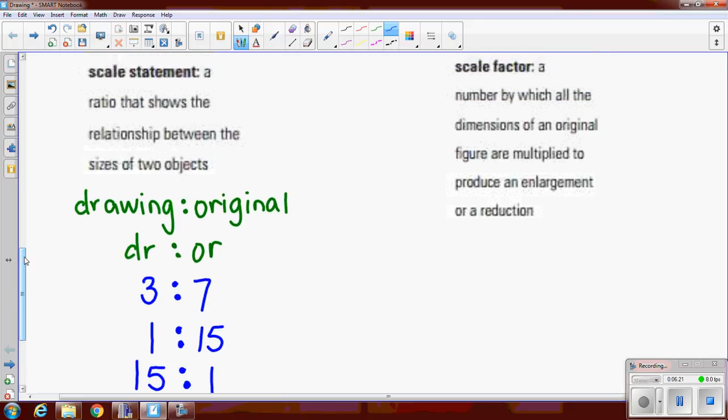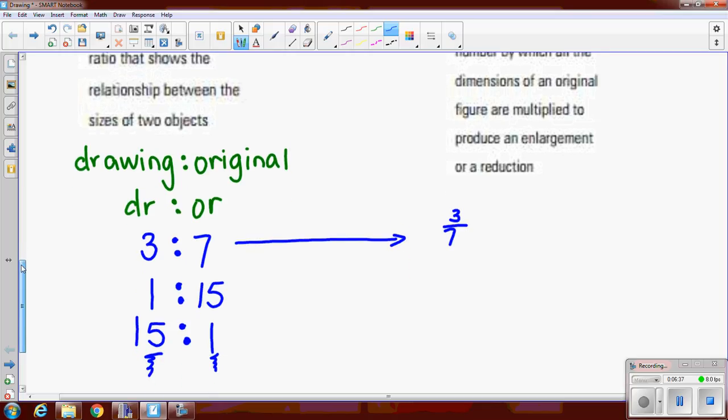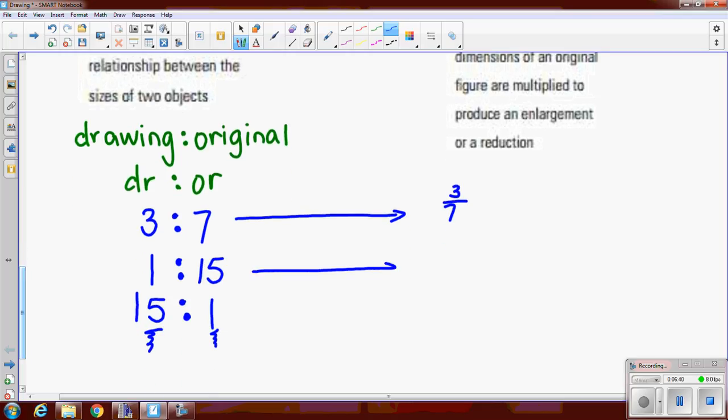So now if we look at a scale factor, the scale factor is just the number that you'd actually multiply by to get the enlargement or the reduction. So if I looked here, the scale factor would just be 3/7. That's what I'd multiply by to get what it would be in the actual drawing. Here, I'd multiply by the fraction 1/15. Here, I'd multiply by 15/1, which basically just equals 15. So the scale factor is just the number by which all the dimensions of the original figure are multiplied to produce the drawing.